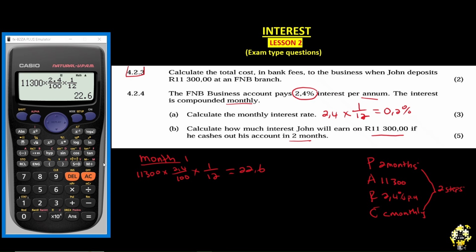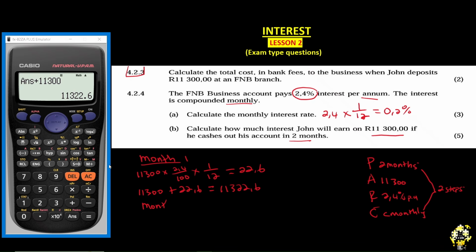We must get the total. So we are supposed to take the principal, which is 11,300. We add the interest there, and then what do we get? It's already here. So let's just say 11,300. Let's see what we get. We get 11,322.6. If you decide to end here, that means that you would have 11,322.6. But then we go to second month.